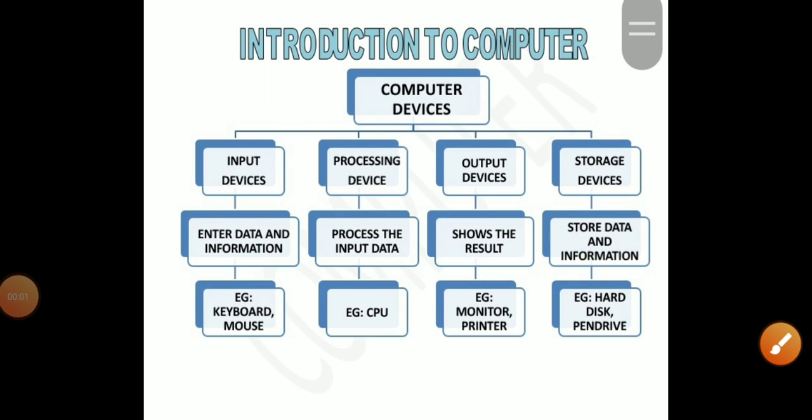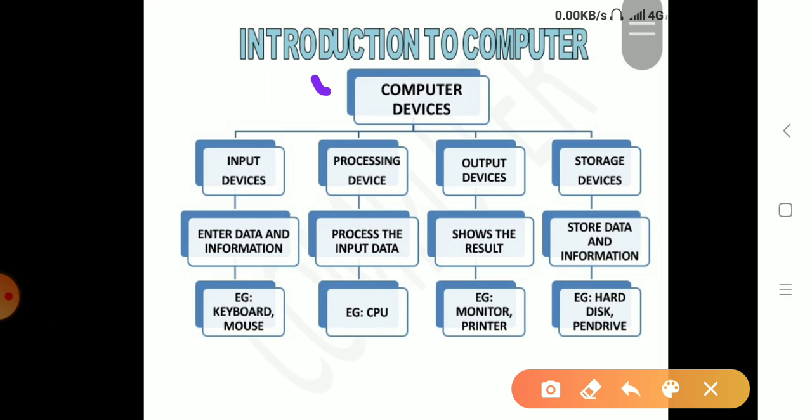Hello students, today in this video we are going to learn about computer devices, parts of CPU and computer memory. A computer is made up of four types of devices. What are those? Those are input devices, processing device, output devices and storage devices.